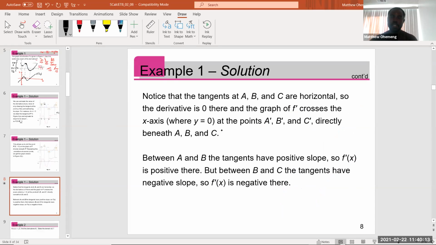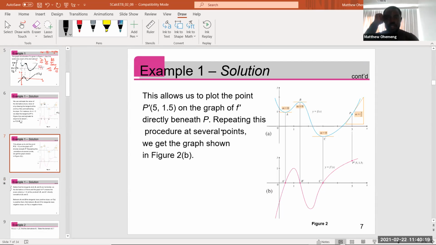Right. Please, any questions so far on the graphing? So this is just describing the graphs. Any questions? Are you okay?